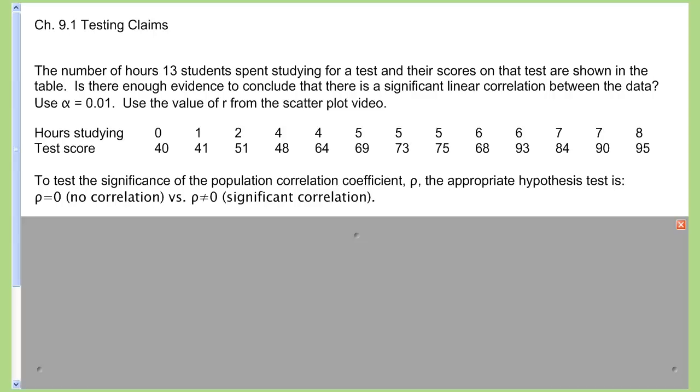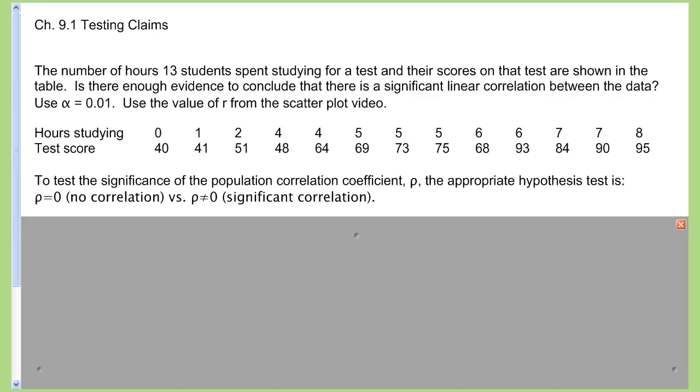This is Chapter 9.1, Testing Claims. What we're going to do is use some data that we've already used: the number of hours 13 students spent studying for a test and their scores on that test, shown in the table below. The question is, is there enough evidence to conclude that there's a significant linear correlation between the data?